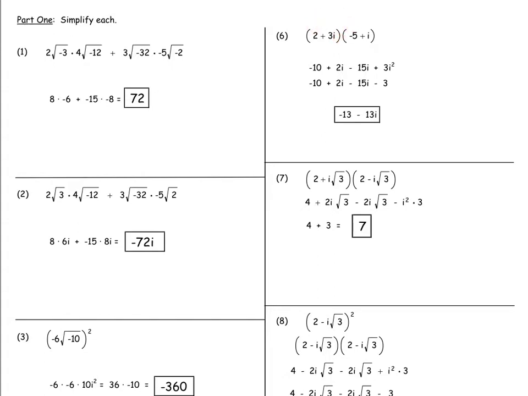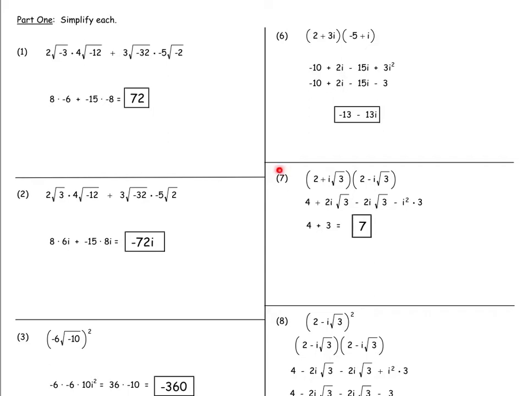2 times -5 gave me -10. 2 times i, 2i. 3i times -5, -15i. And plus times plus is plus. 3 times 1 is 3, i squared. The i squared changes the +3 to a -3, and now when I combine like terms, -3 and -10, -13, positive 2i, -15i, -13i. They're not like terms, so I have a two-part answer.